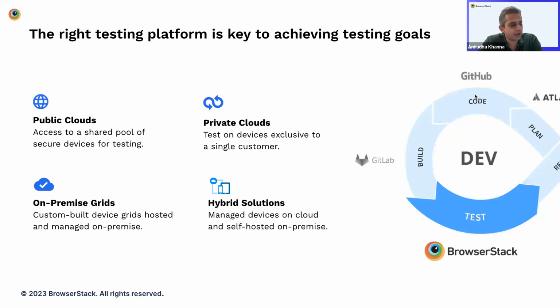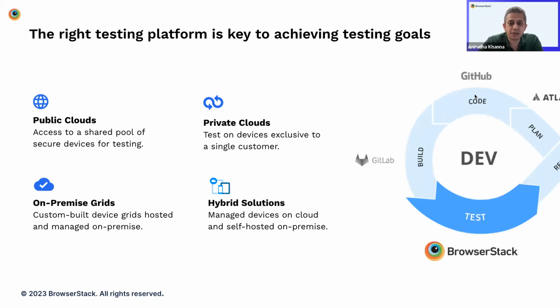You have public clouds, right? BrowserStack is one of those providers, wherein it's a shared pool of secure devices for testing. You have then another iteration on that, which is private clouds, where there are a small number of users and a small number of devices that are available exclusively for a single customer. You do compromise on fragmentation here, but these devices are then only allocated to you, and it does open up a couple more options for doing some kind of testing, like Ayan alluded to earlier.